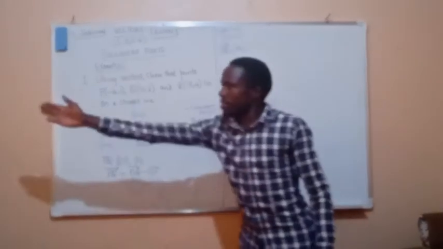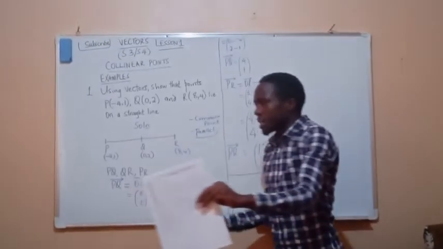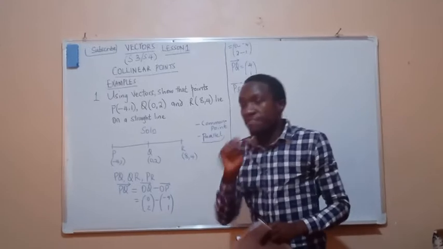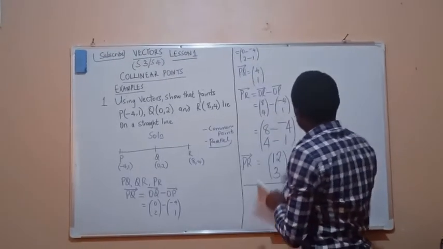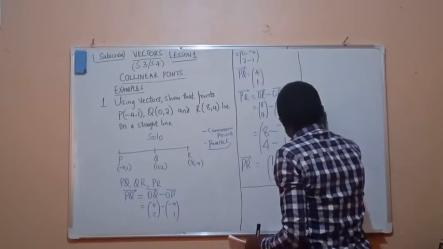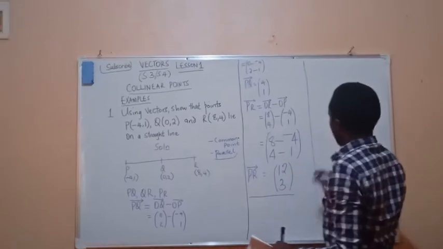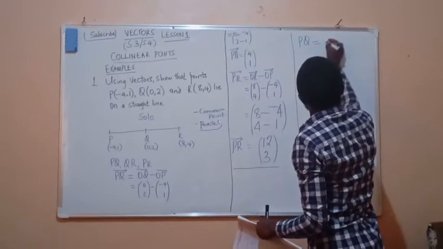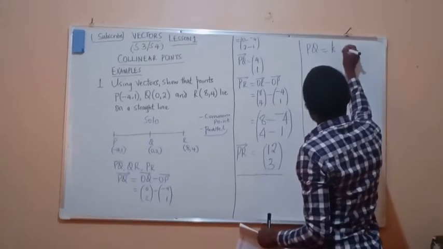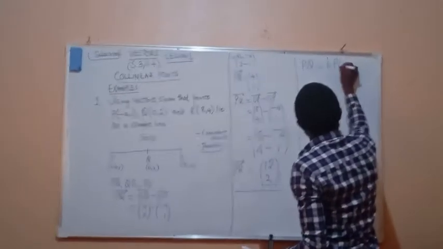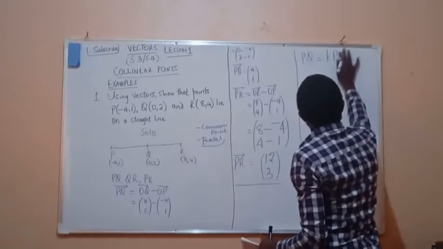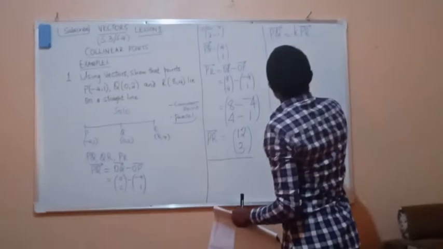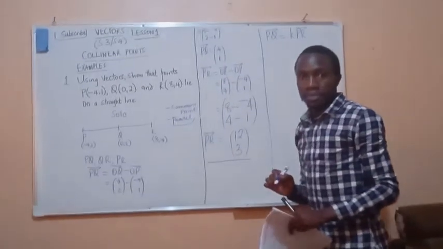One line is like this, another line is like that. They are not meeting because of some situation or some condition that we are going to prove. Now, for these lines to be parallel, we shall prove that PQ is equal to K PR, whereby K is a constant.